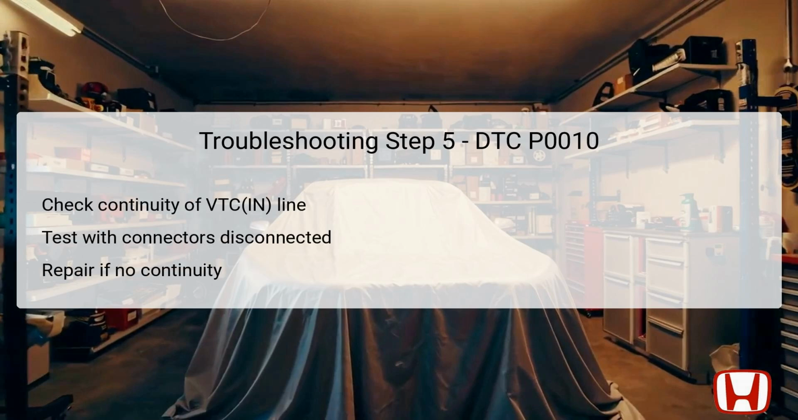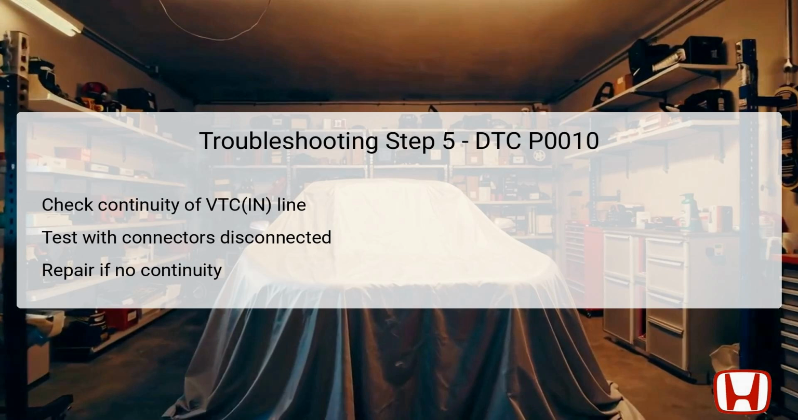The final troubleshooting step involves conducting another continuity check, specifically focusing on the VTC IN line. Ensure the vehicle is off and both the VTC oil control solenoid valve A 2P connector and the PCM connector E ADP are disconnected. Measure the continuity between test point 1, the female terminal number 1 of the VTC oil control solenoid A connector, and test point 2, which is the number 64 terminal of the PCM connector E.